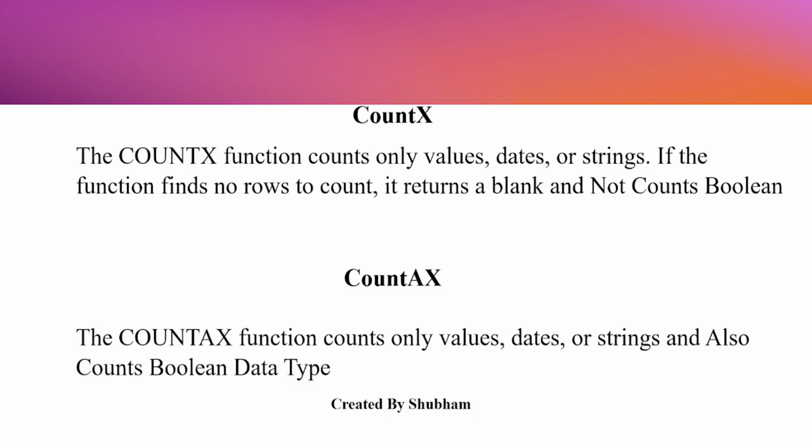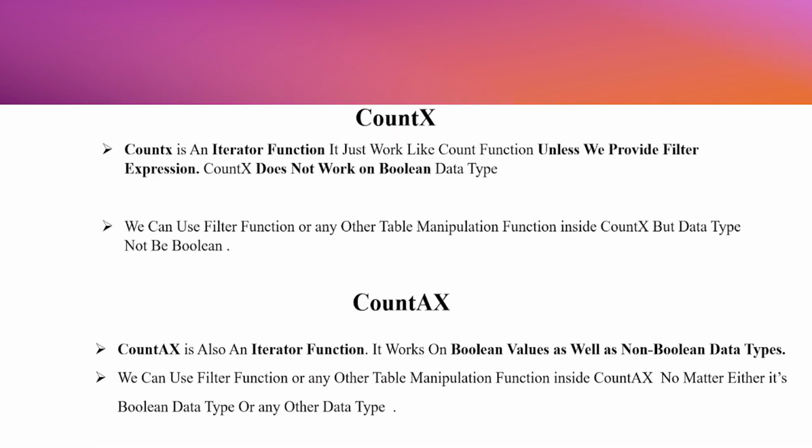And now let's learn about the differences. So here are the differences guys. COUNTX is an iterator function. It just works like the COUNT function unless we provide a filter expression. COUNTX does not work on the boolean data type. And if we talk about COUNTAX guys, this is also an iterator function. It works on boolean values as well as non-boolean data types, which we have already seen.